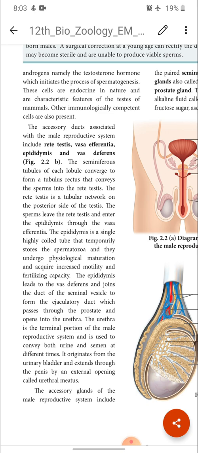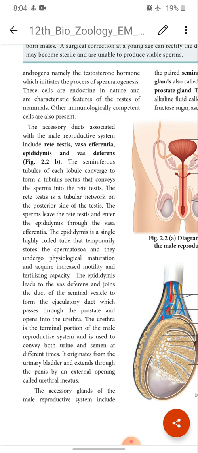Next, the rete testis is a tubular network. What is the rete testis? It is a tubular network. Where is it located? It is located on the posterior side of the testis. Now the sperm enter the rete testis. Next, where do they have to go? The sperms leave the rete testis and enter the epididymis through the vasa efferentia. So it is understood that next to the rete testis is the vasa efferentia. Through the vasa efferentia, the sperms enter the epididymis, right?